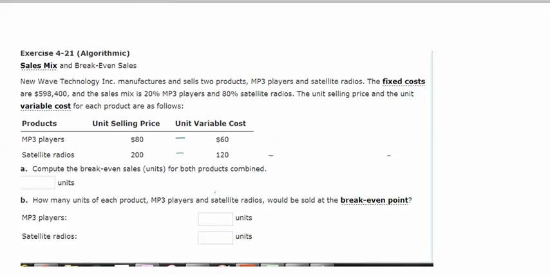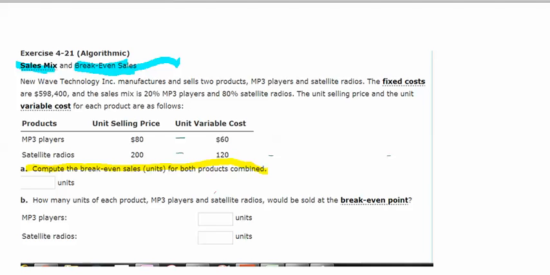This is an exercise which deals with the mixed costs and the break-even in sales. So I'm going to be looking at both of those issues, the break-even in sales and the sales mix. Anytime we're looking at the sales mix, we have more than one product. In this case, they have two products. As we can see, we have MP3 players and satellite radios. They ask us the very first thing to do is compute the break-even sales in units for both products.